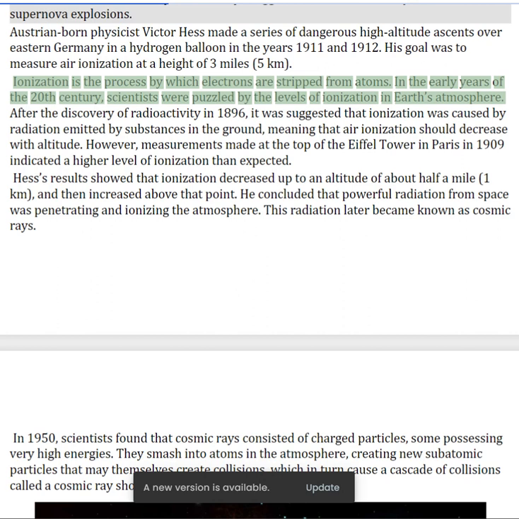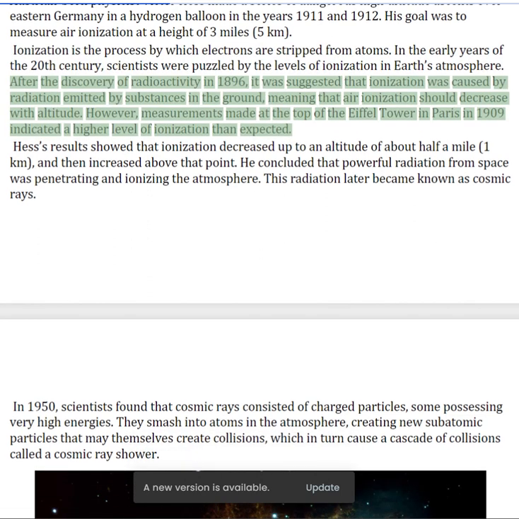In the early years of the 20th century, scientists were puzzled by the levels of ionization in Earth's atmosphere. After the discovery of radioactivity in 1896, it was suggested that ionization was caused by radiation emitted by substances in the ground, meaning that air ionization should decrease with altitude. However, measurements made at the top of the Eiffel Tower in Paris in 1909 indicated a higher level of ionization than expected.